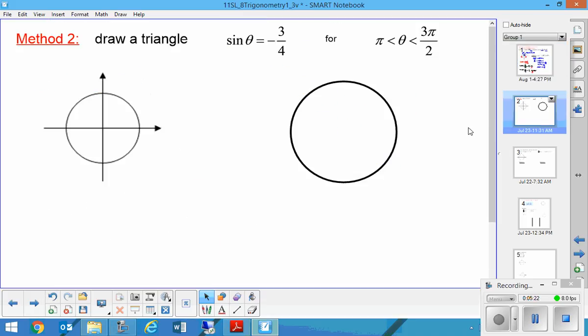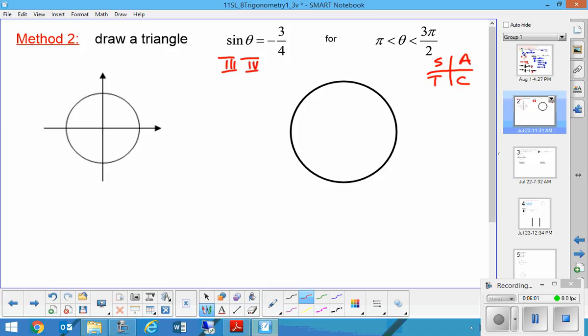What I want to do is look at a different method. In the first method, we used the relationship cos squared plus sine squared equals 1. In here, what we can do is actually draw a triangle. If we have sine theta equals minus 3/4, I've taken a different value this time, remember sine theta is our y coordinate, which means it's either in quadrant 3 or 4. Alright, our ASTC. So sine is negative, it's in quadrant 3 or 4.